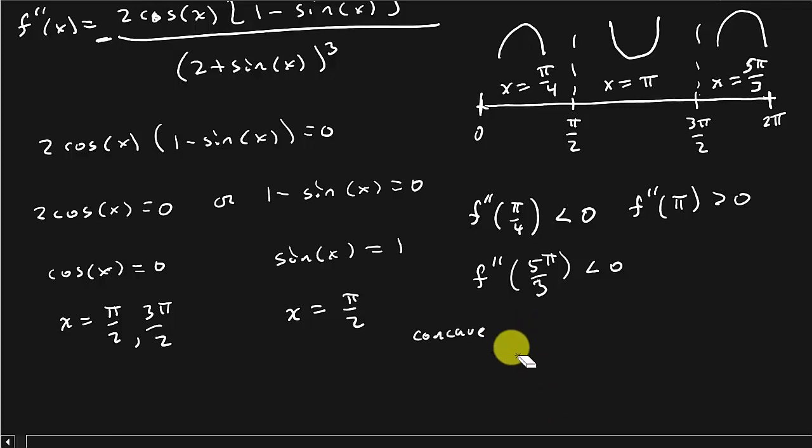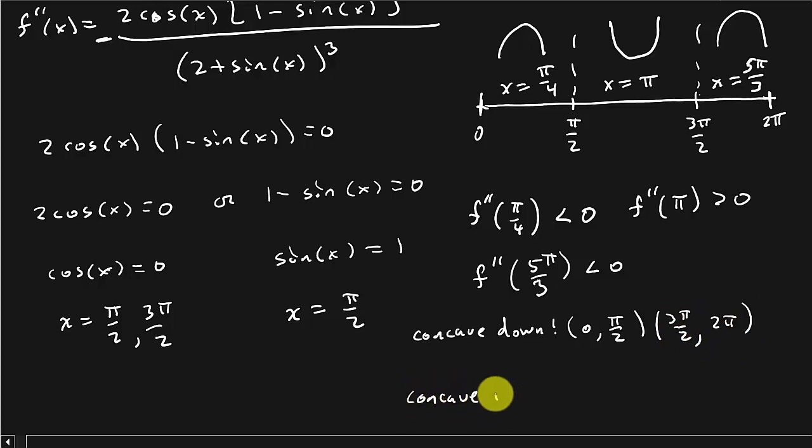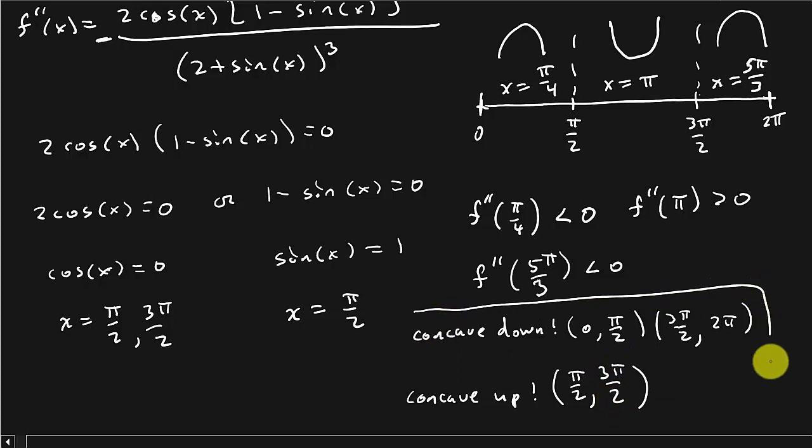Now let's write the concave down first. That's going to be from 0 to pi over 2 and 3 pi over 2 to 2 pi, and then concave up from pi over 2 to 3 pi over 2. So there's your concavity.